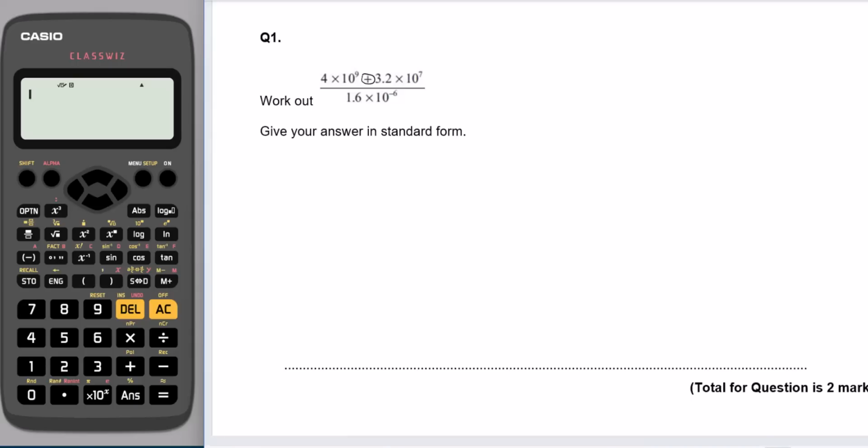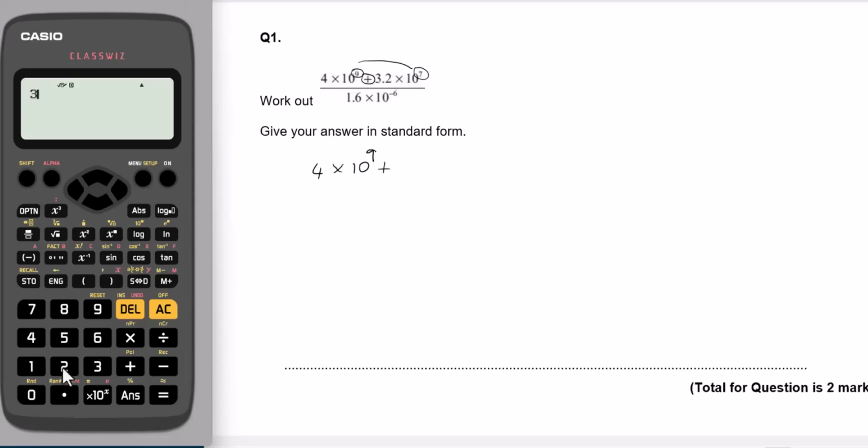First of all we're going to make the powers the same. This power is 7. This power is 9. It's always easiest to make the smaller power bigger, so we're going to increase the 7 into a 9. Leave the 4 times 10 to the power of 9 as it is. We're going to add 3.2 times 10 to the power of 7. If we increase the power by 2, that means we have to divide the number by 100.